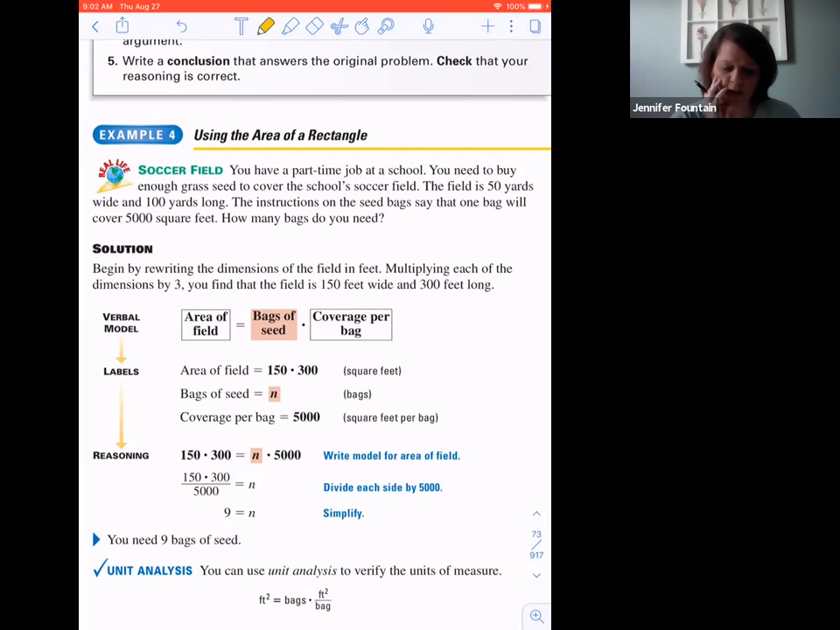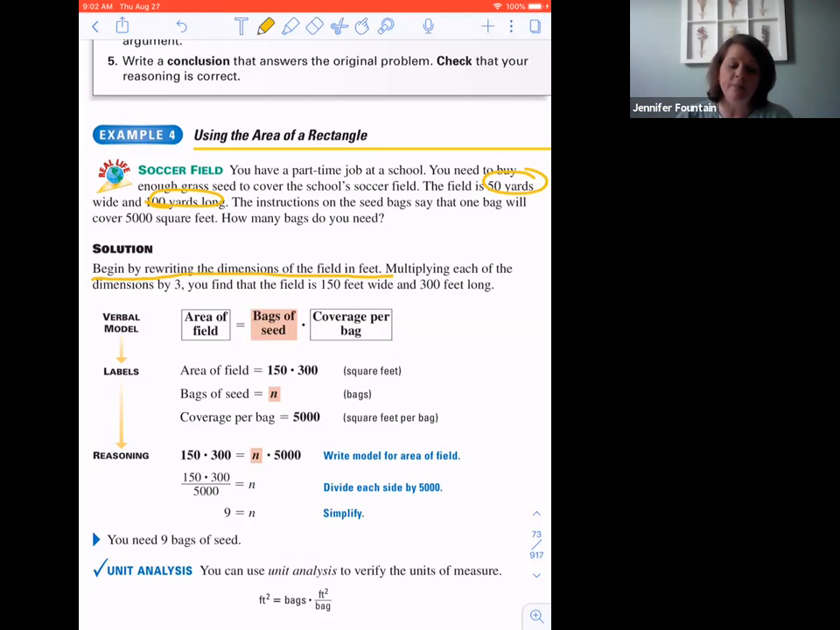Solution: begin by rewriting the dimensions of the field in feet. That's where I was jumping. I didn't even read that part, and see, that'll show you. Begin by rewriting the dimensions of the field in feet. So we've got to convert our yards to feet first, okay? And then that way we're working within the same unit measurements. I was trying to set everything up first and then change my measurements instead of changing measurements first.